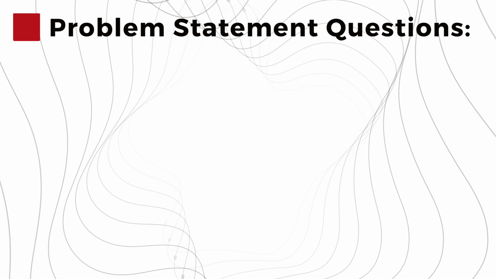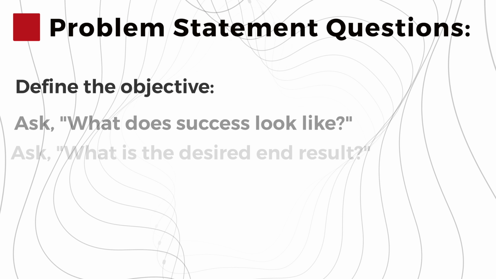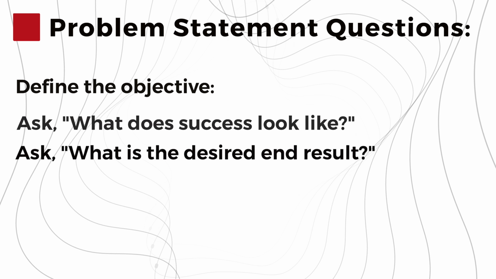And fourthly, define the objective, so ask what does success look like? What is the desired end result? Now, setting a clear vision for the desired outcome gives you a tangible target to aim for. Now, run through these questions a few times and refine your answers. If you can't answer any of them, you need to gather more data.